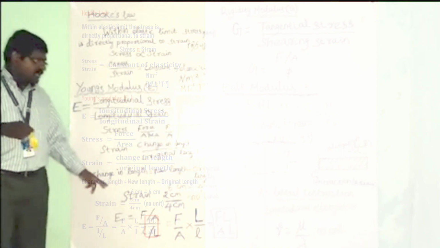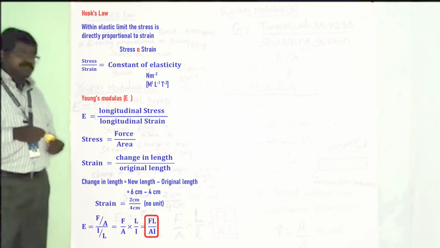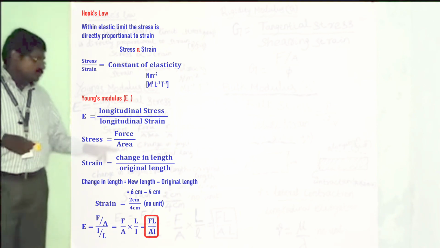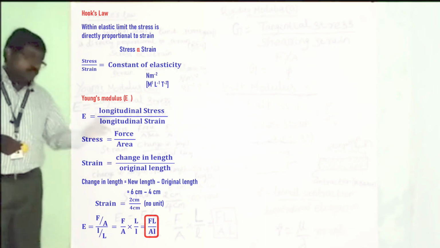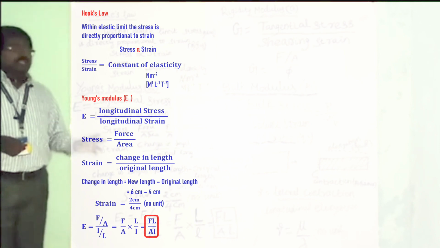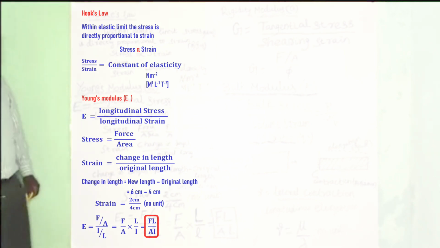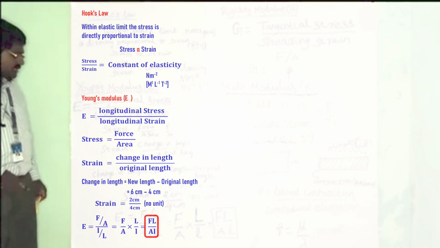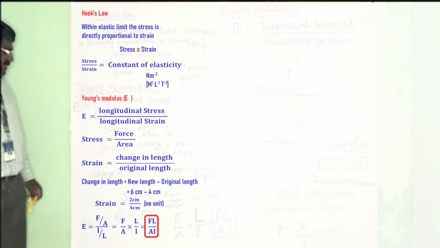So what is the strain? 6 cm minus 4 cm is the change in length. So 2 cm is the change in length, 4 cm is the actual length. The ratio is 2 by 4. It has no unit because centimeter and centimeter will get cancelled. So the strain does not have any unit. So E is F by A by l by L.